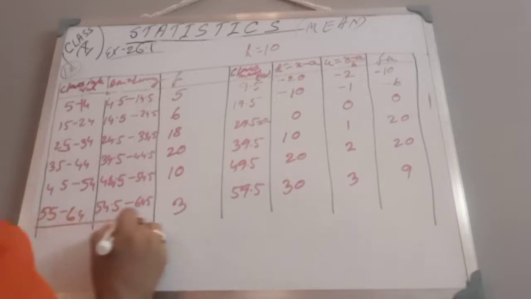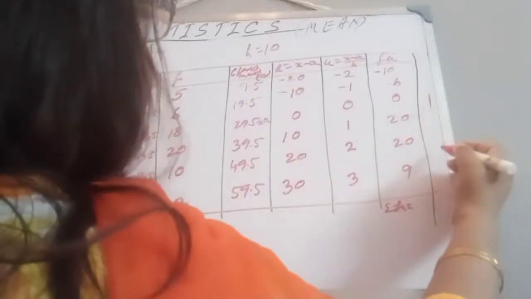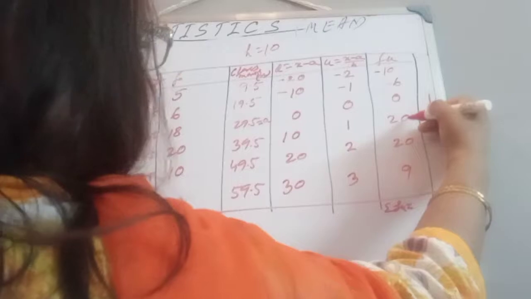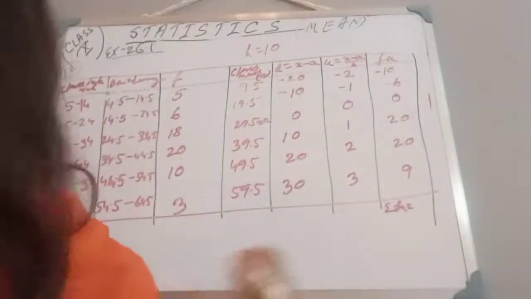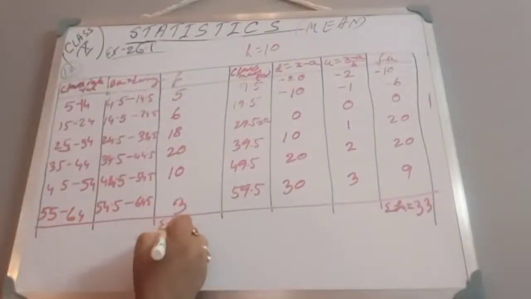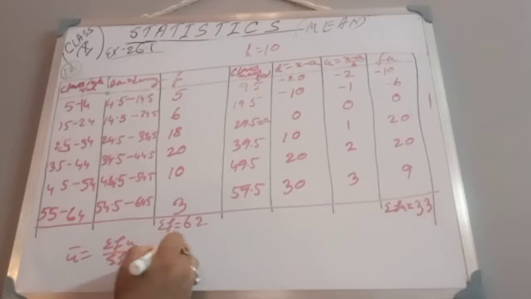Okay, now sigma FU we have to find first. Sigma FU, add this, then what we will get? Minus 16 plus 20, that is plus 4, 20 plus 4, 24, 24 plus 9, that is 33. Okay, and sigma f, how much? 62. Add this. Then u bar is equal to sigma fu by sigma f, that is 33 by 62.